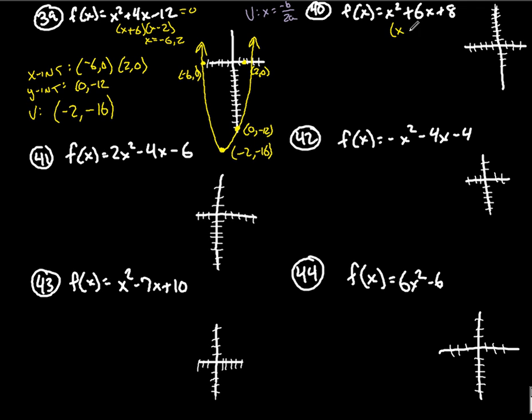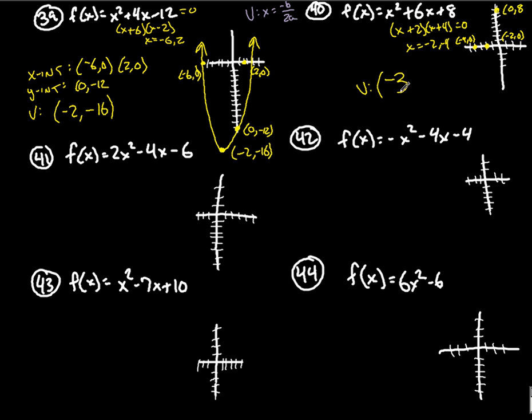Same thing for this one. Let's factor it. For number 40, I should have x plus 2, x plus 4. When they're equal to 0, it means x is -2 and -4. There's -2 and -4. -4, 0, -2, 0. Those are your x-intercepts. Y-intercept will be at +8. So 1, 2, 3, 4, 5, 6, 7, 8. So that's 0, 8.